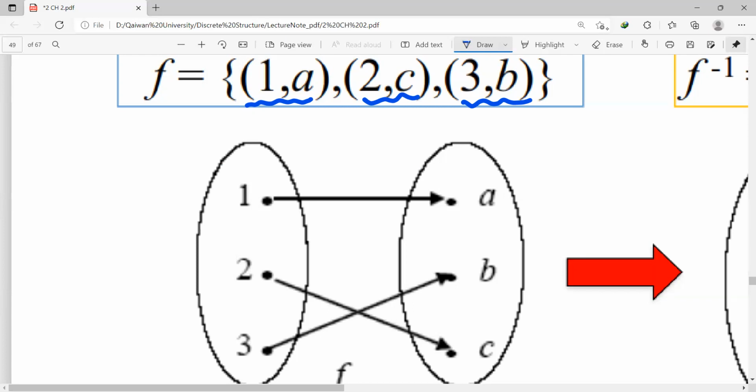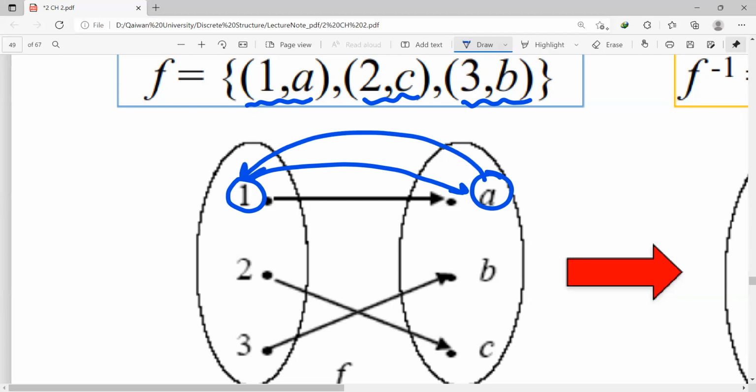What's the inverse of f? What's the inverse of the function? We say the image of 1, f of 1, is a. How about f inverse of a? Yes, f inverse of a is 1. How about f inverse of b? You see, the inverse image of b is 3, because b is the image of 3. The inverse image of c is 2.